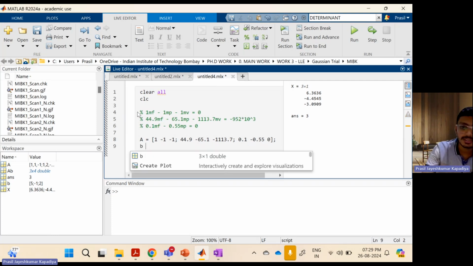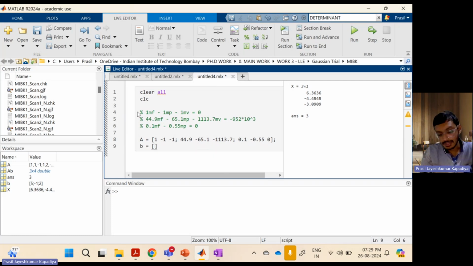Now my matrix B is actually the right hand side matrix. First one is 0, then I will put one semicolon. Second one is minus 952 into 10 raised to 3, and 0. We are not told anything, so let's try to solve this using the linsolve command.